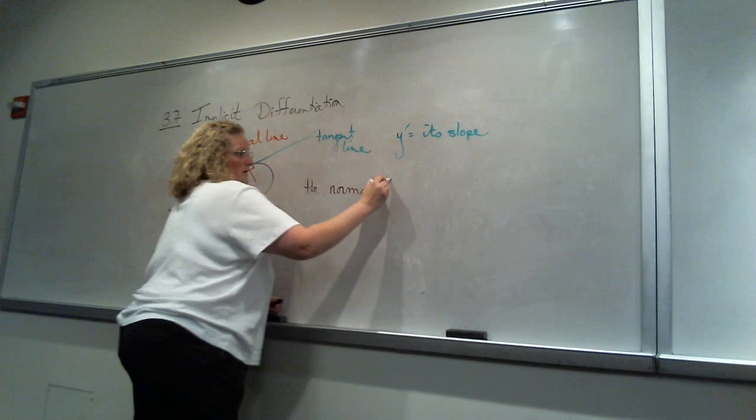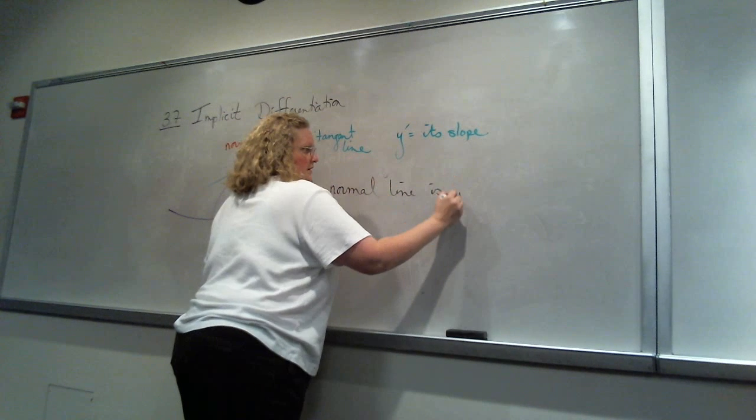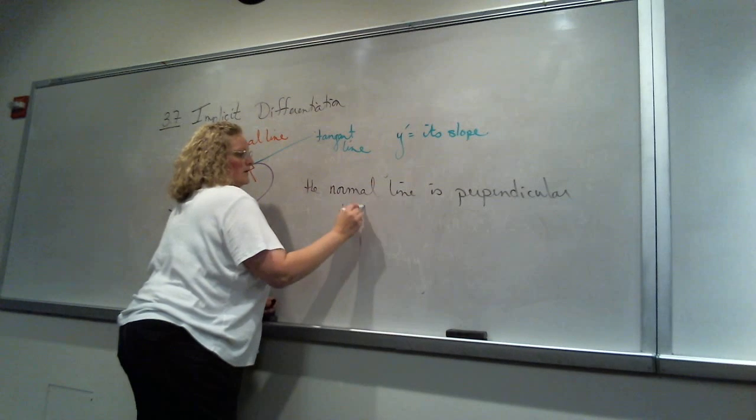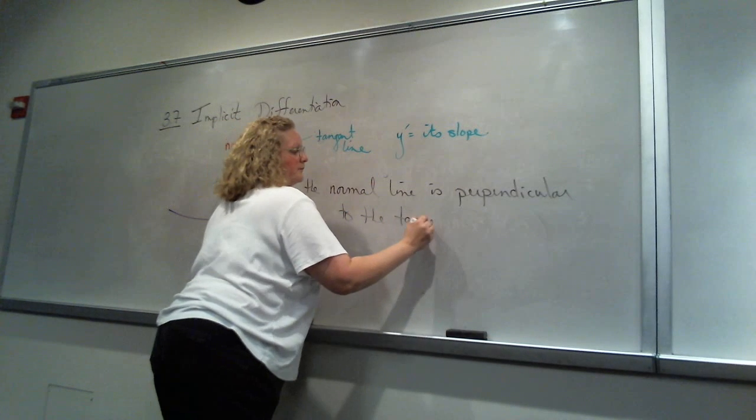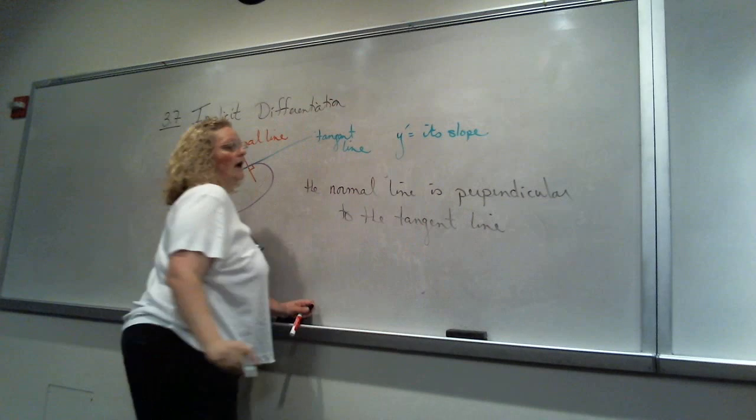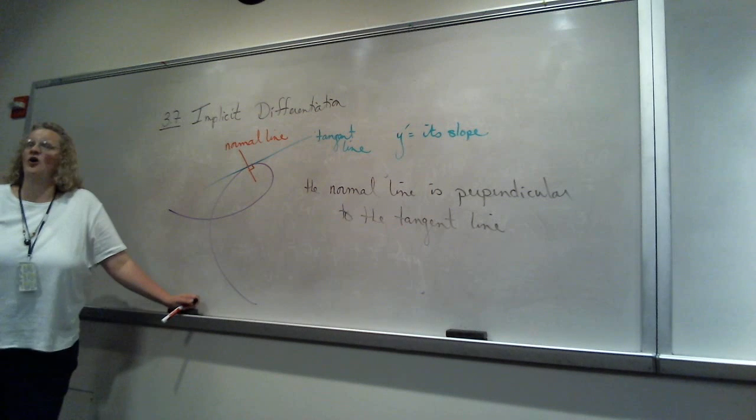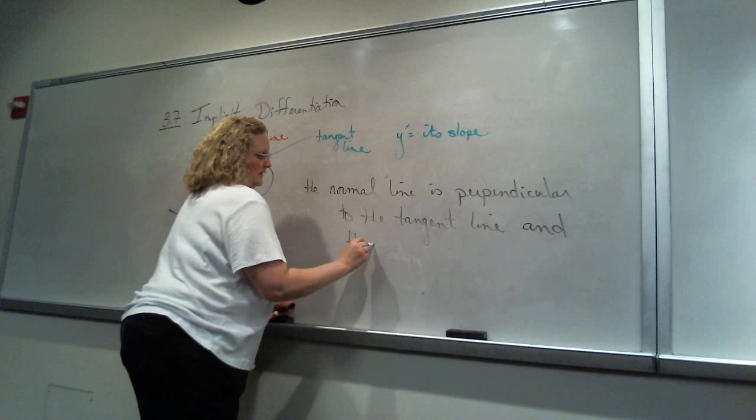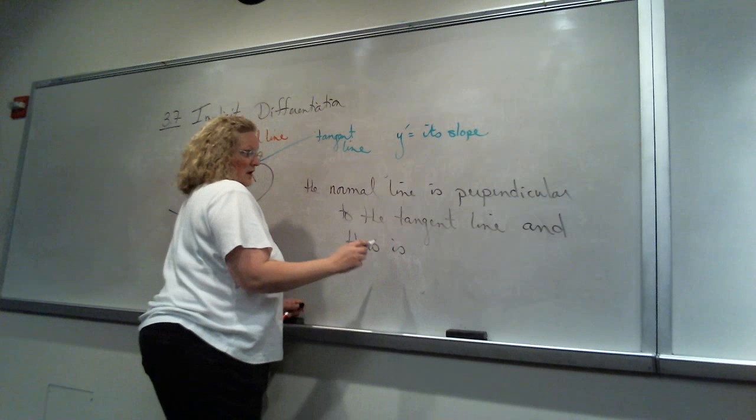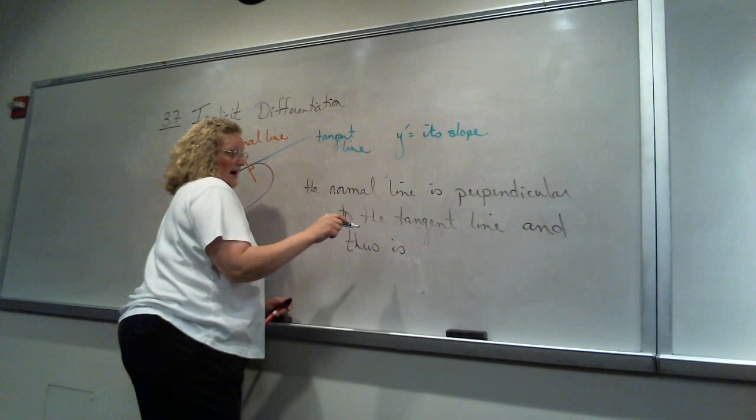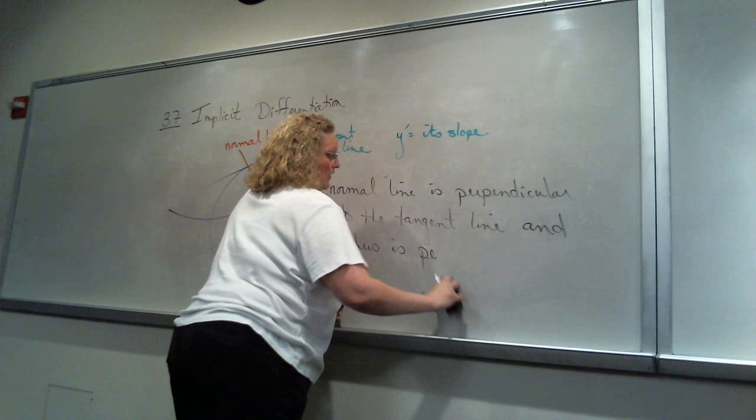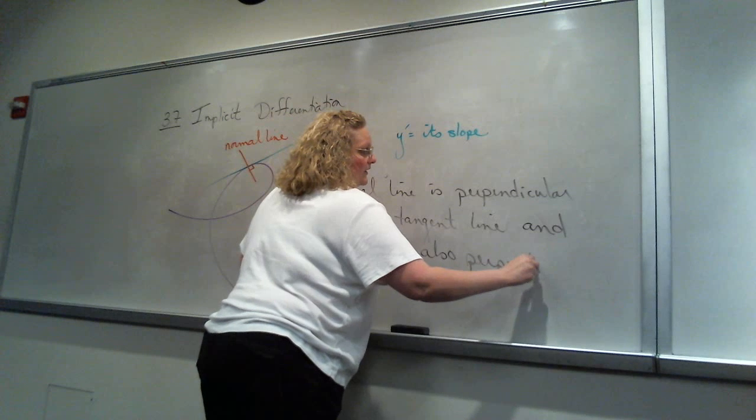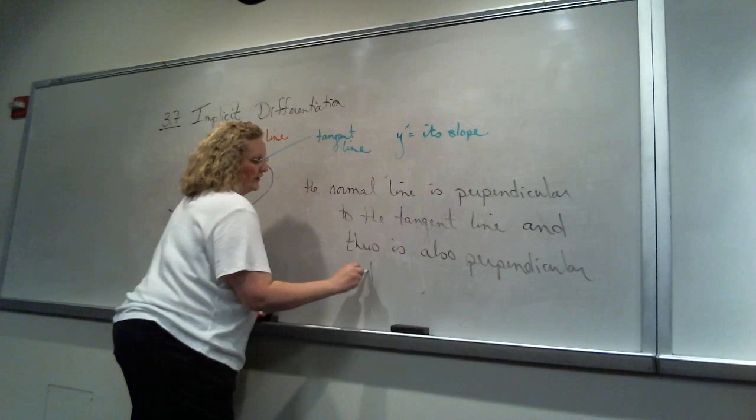The normal line is perpendicular to the tangent line. And because it's perpendicular to the tangent line, what does that also make it perpendicular to? To the curve also. So the normal line is perpendicular to the tangent line, and thus is also perpendicular to the curve.